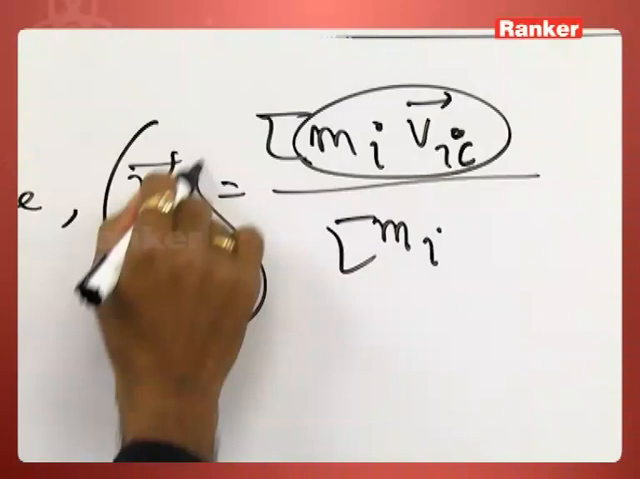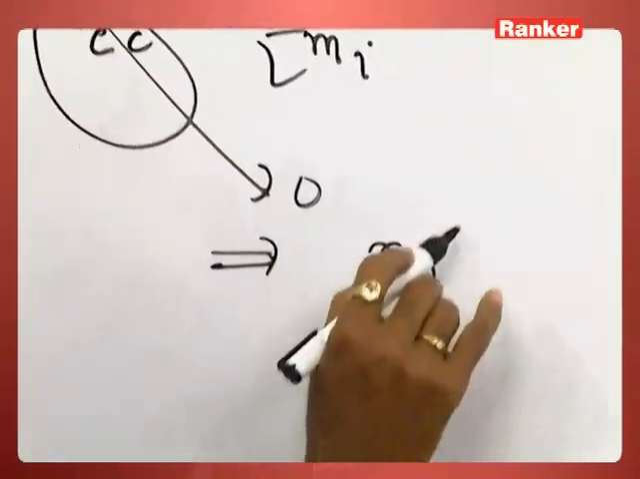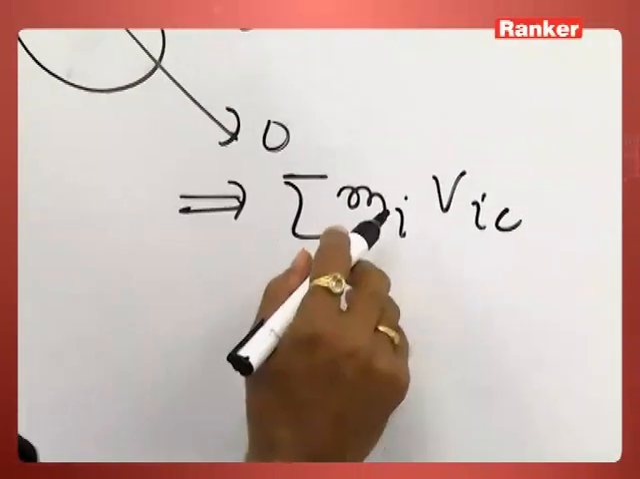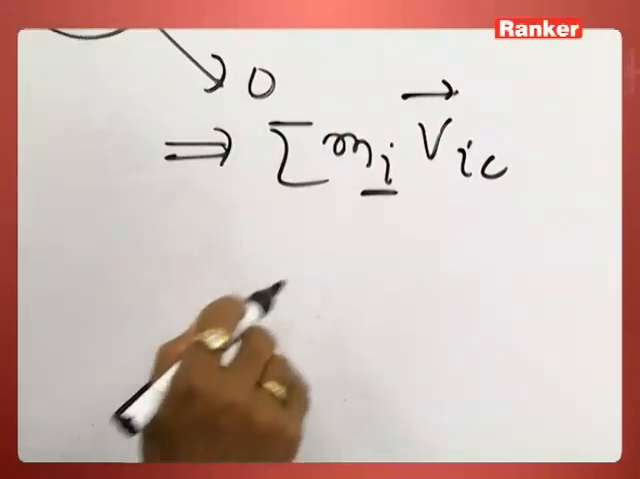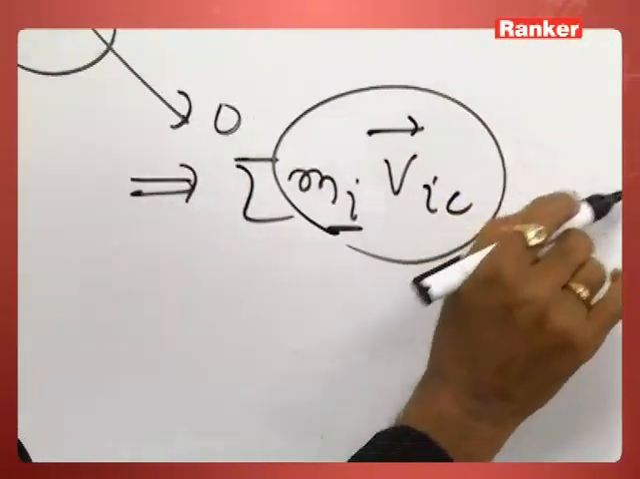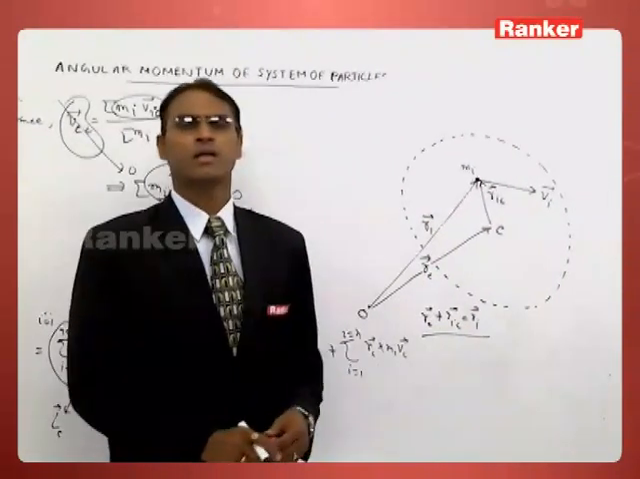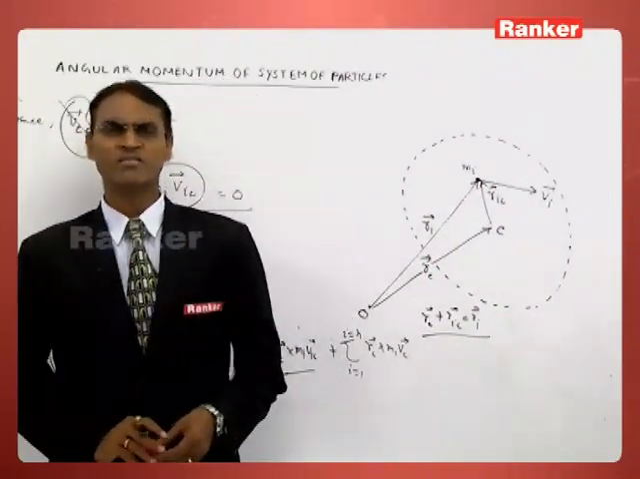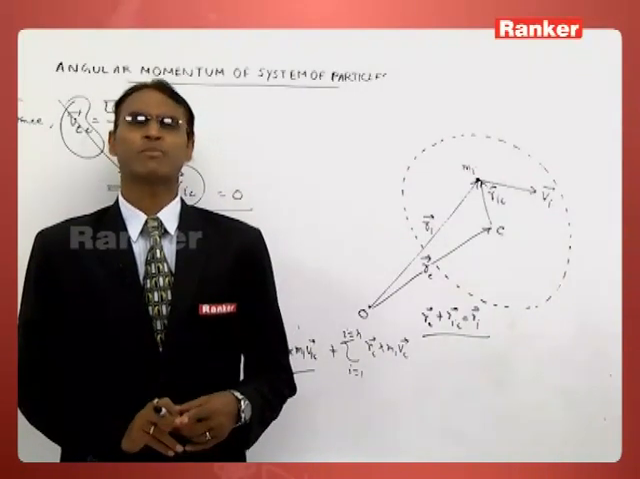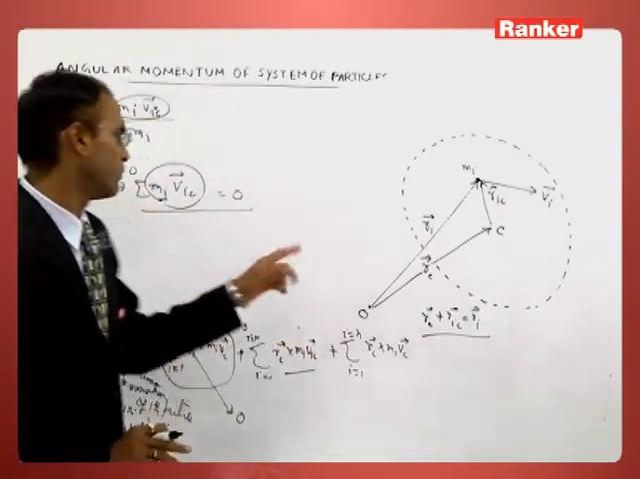Since velocity of center of mass with respect to center of mass is 0, we can say that velocity of ith particle with respect to center of mass into mass of ith particle, the momentum of ith particle, and sum of momenta of all particles is equal to 0. So this is another way we can conclude that the vector sum of momenta of all particles of a system of particles measured with respect to the center of mass frame is always equal to 0.